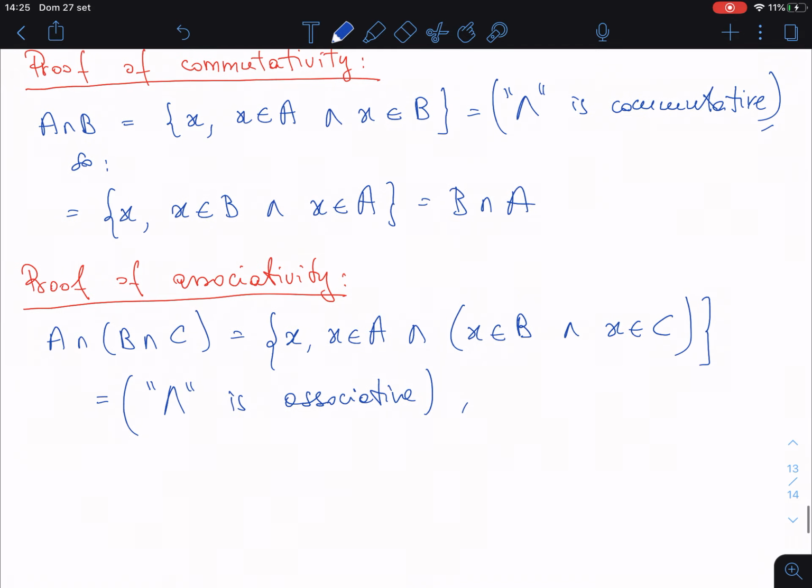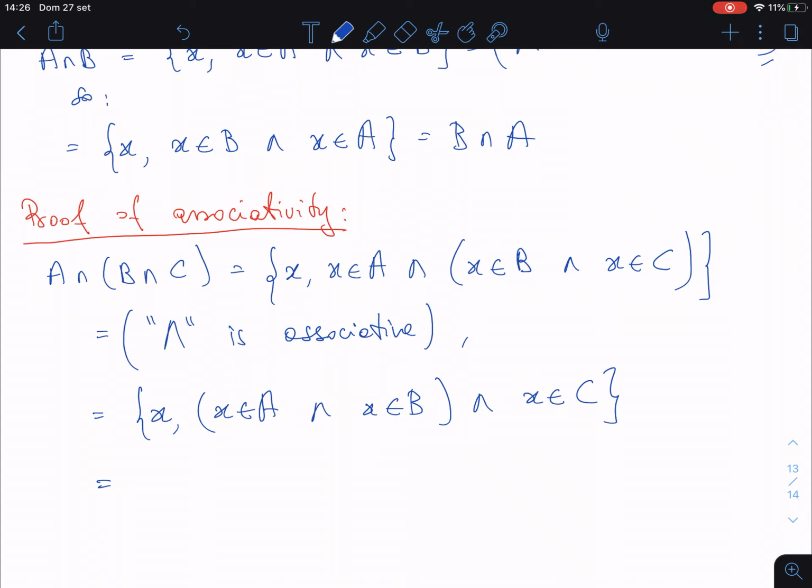So we end up with X such that X belongs to A and X belongs to B can be considered before, and then we can consider X belongs to C. This is very easy. And so, of course, this is equal to A intersection B intersection C.